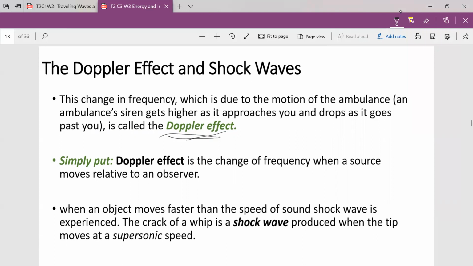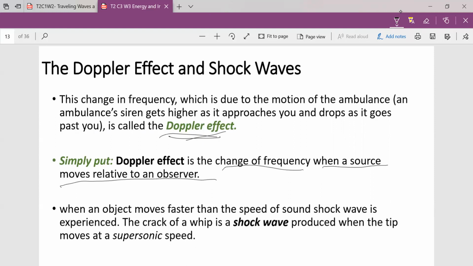That's what we call the Doppler effect. So simply put, the Doppler effect is the change in frequency when a source moves relative to an observer. The source is either approaching or passing by, or the observer is approaching the source or passing by it. There's a change in frequency, a change in the sound you hear, the intensity of the sound you hear. That change is what we describe with the term Doppler effect. Now, the Doppler effect happens quite often in our everyday life. So also is what we call the shock wave.